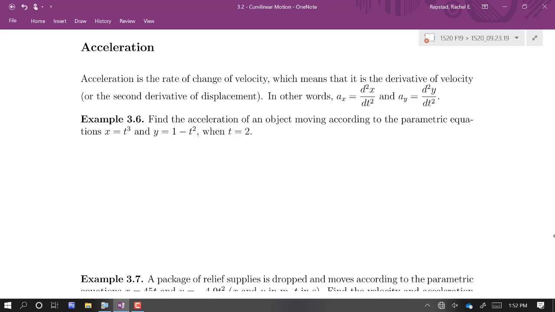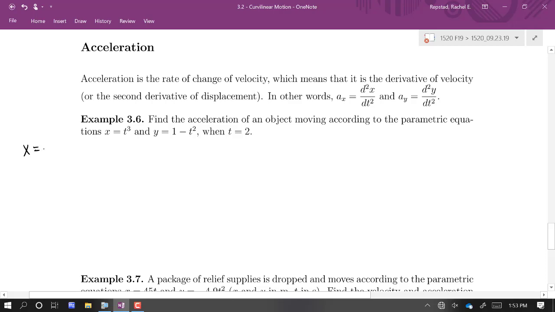And once you have those components, that's the only difference. You're still back to just using Pythagoras and arctan to get magnitude and direction. So in this example, they want us to find the acceleration. And they gave us some parametric equations. And they didn't give us any units this time, so I guess our magnitude will not have any units, but that's one of the things you want to be on the lookout for with these problems.